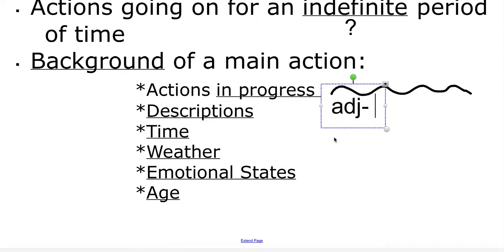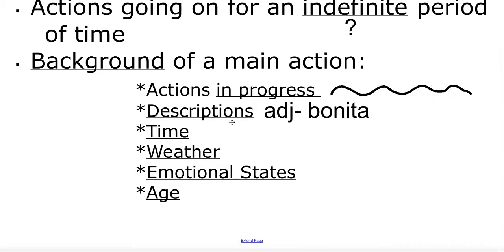So for example, bonita, like in your pretest, you had to write Cinderella was pretty. So that would be using the imperfect tense because it's an adjective. So La Cenicienta era bonita. You'd need the imperfect for the word or the verb ser.